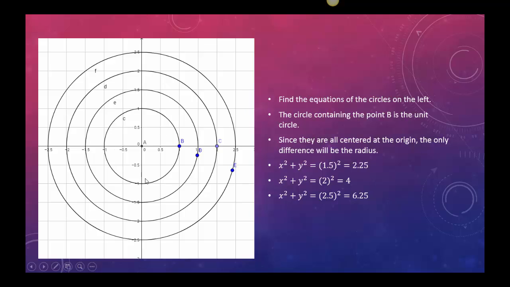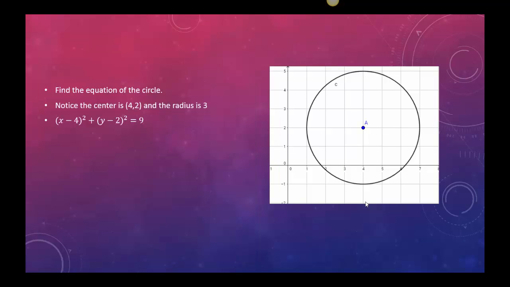The first circle right here, that's the unit circle. x squared plus y squared is 1. I didn't write that one again. But then you can see the next one hits at 1.5. This one hits at 2, this one hits at 2.5. So I just wrote down my x squared plus y squared over and over is equal to 1.5 squared, which is 2.25, 2 squared, which is 4, and 2.5 squared, which is 6.25.